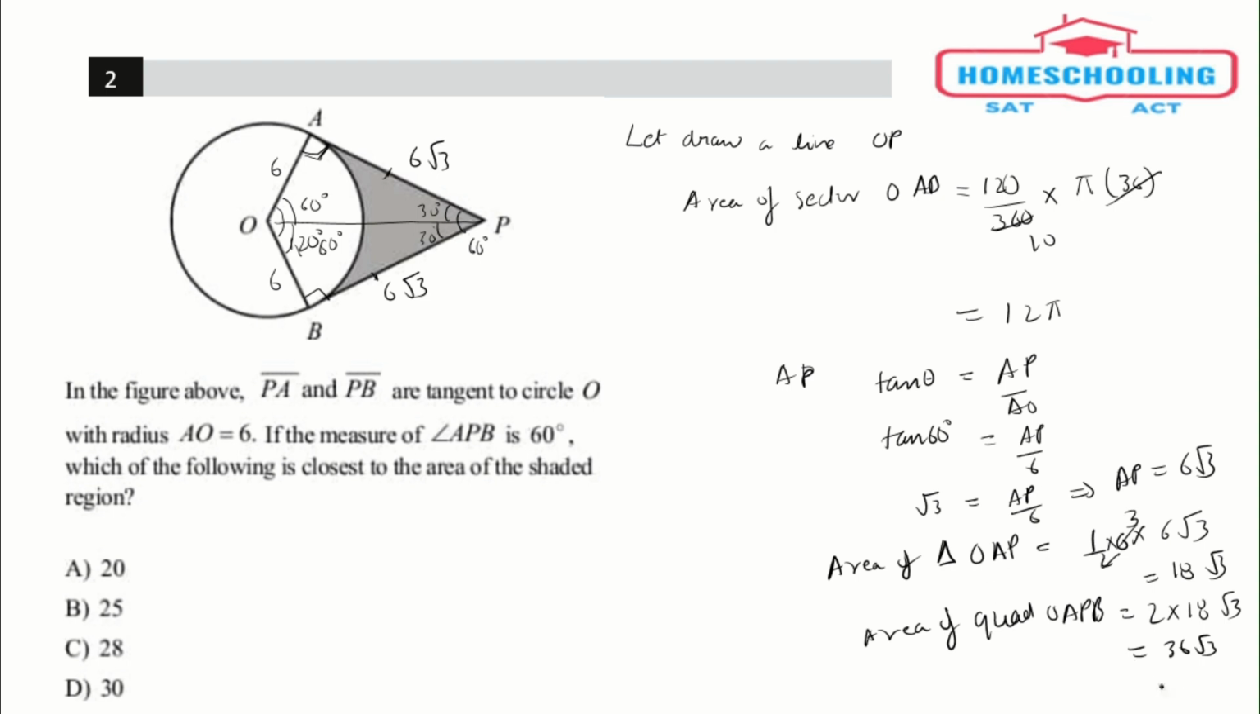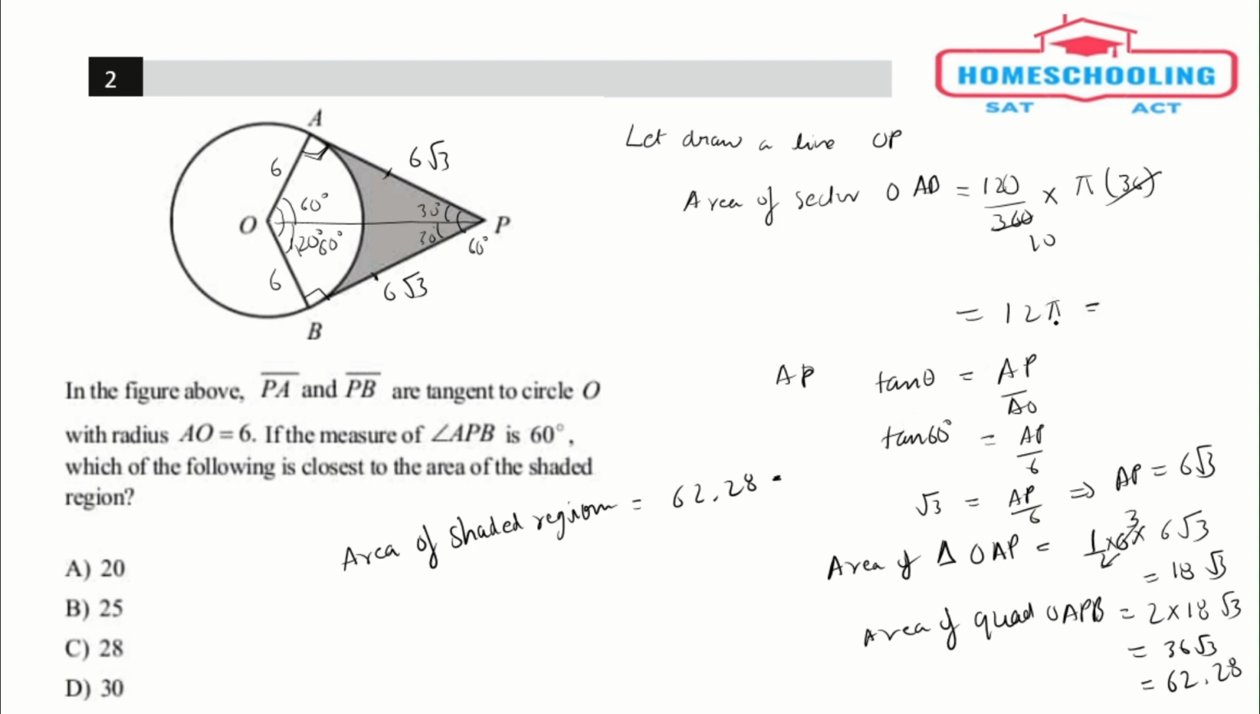So it is 62.28. We have to find the area of the shaded region. So the area of the shaded region is equal to the area of the quadrilateral, that is 62.28, minus the area of the sector, that is 12 pi.